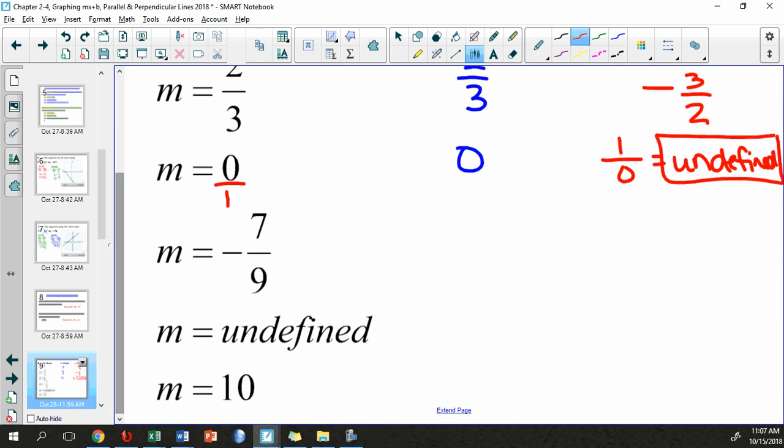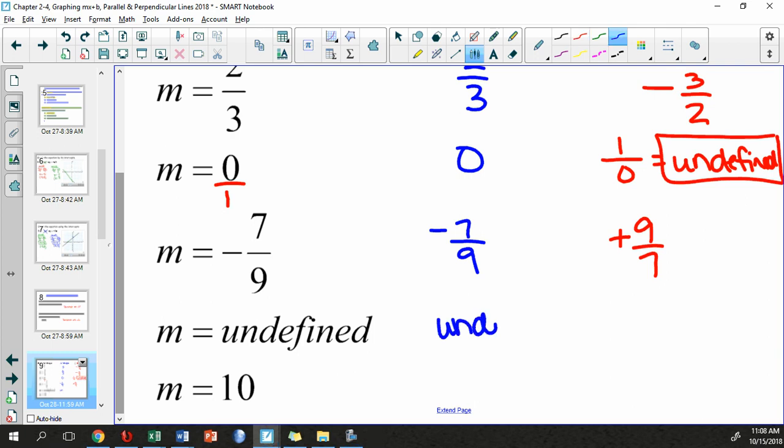Okay, how about the slope of -7/9? What's the parallel slope to that? -7/9. So what's the perpendicular slope? Opposite of a negative is a positive. The reciprocal of 7/9 is 9/7. Yes? Okay. How about undefined parallel slope?